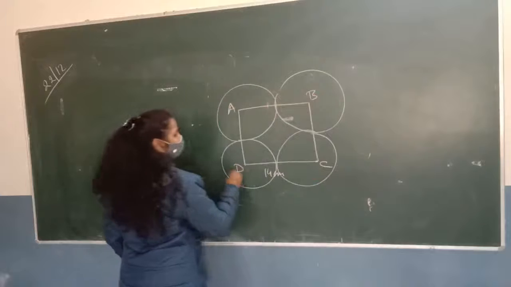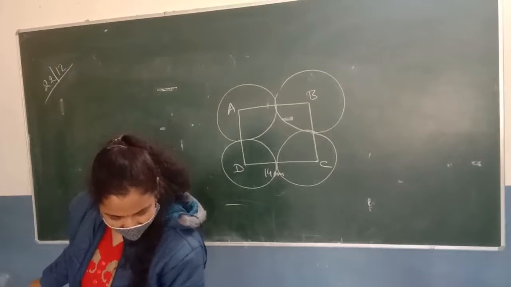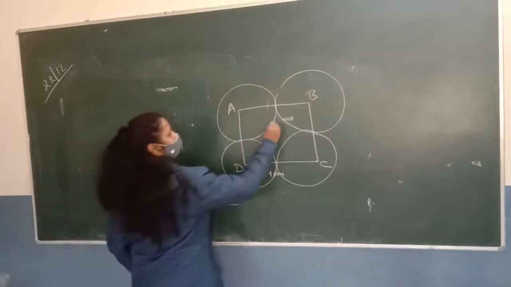ABCD is a square and these are the circles, 4 circles. You have to find the area of this shaded portion.